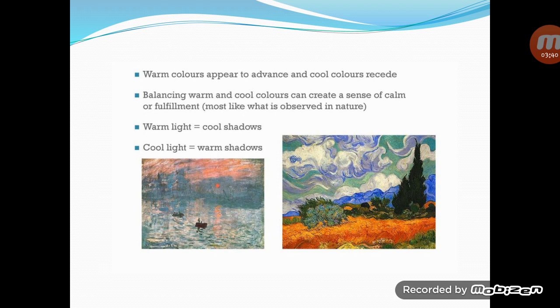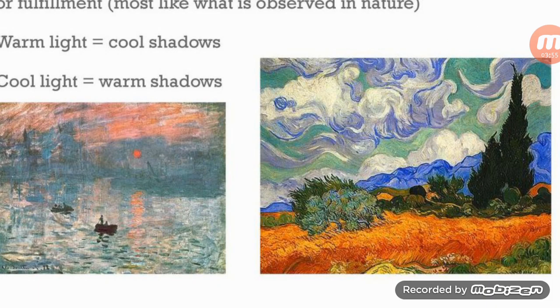Warm colors appear to advance and cool colors recede. Balancing warm and cool colors can create a sense of calm or fulfillment, much like what is observed in nature. Warm light, cool shadow. Cool light, warm shadow.